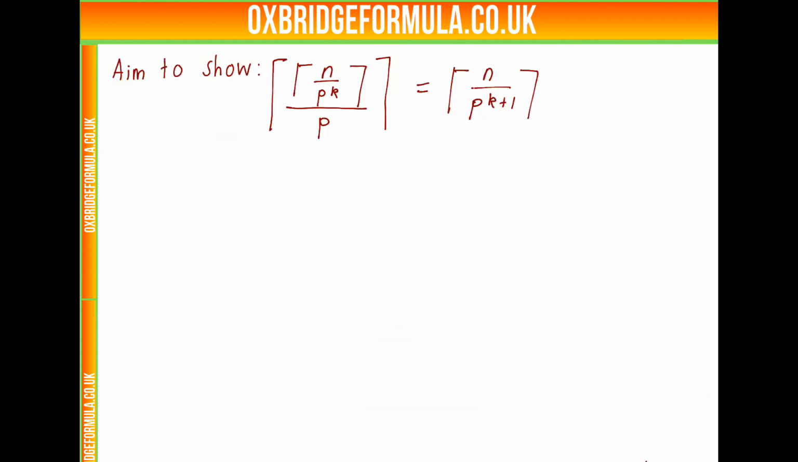So this was the thing that we assumed earlier that we said we'd come back and prove. Now, you wouldn't have to prove this in the question, but it's nice to know it's true, and it takes a while to convince yourself it's true. So a formal proof is nice to see. So we aim to show that the ceiling of n over p to the k, if we then divide by p and take the ceiling, is equal to the ceiling of n over p to the k plus 1.